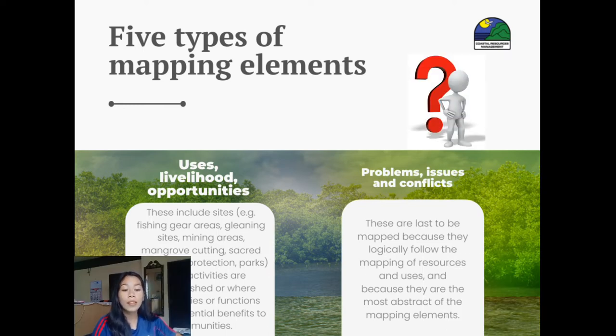Lastly, the last element is the problems, issues, and conflicts. These are the final to be mapped since they follow logically. Because they are the most abstract of the mapping components, they are used to map resources and purposes. Issues may be represented by the capital letters IS followed by a number.